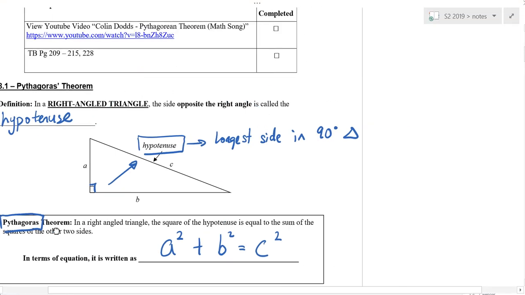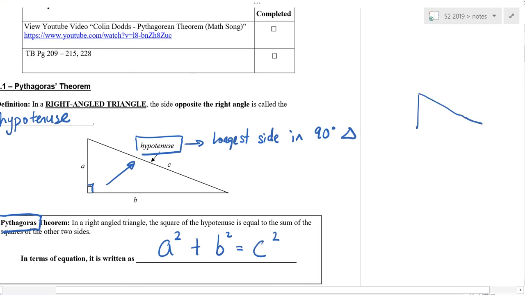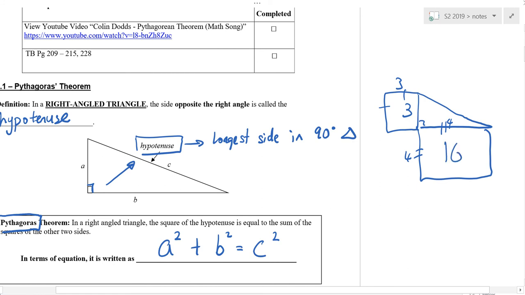Okay, so let me draw again. Maybe I draw at the side. Can you write down this is 3? So what is this area? If I have a 3, what is this area? 3 square, right? Then after that, I have another box here. This is 4, this is 4, assuming it's a square. So what is this area? 4 square, right? So this is 16, right?